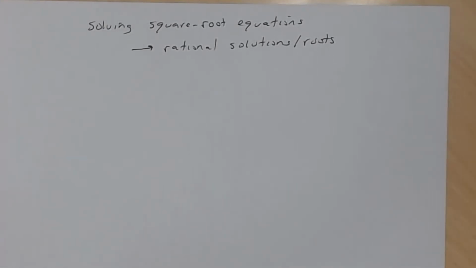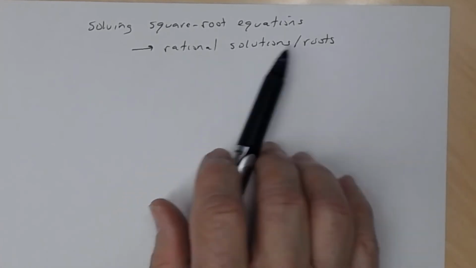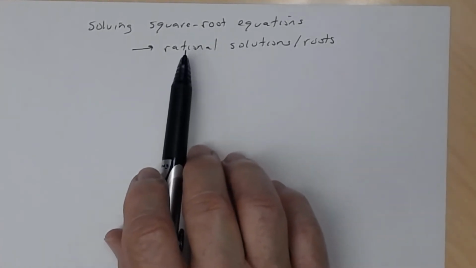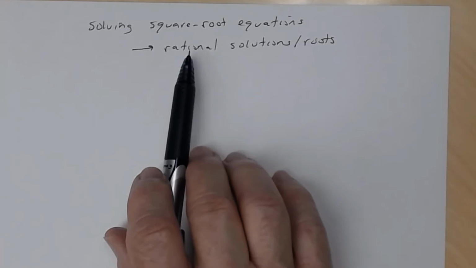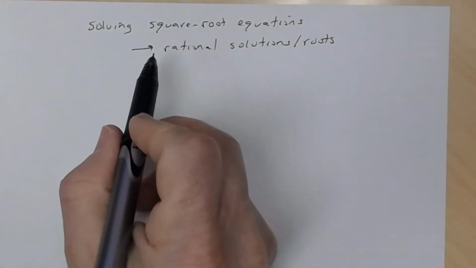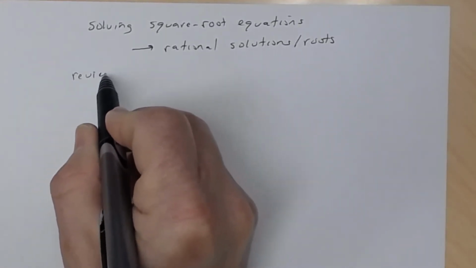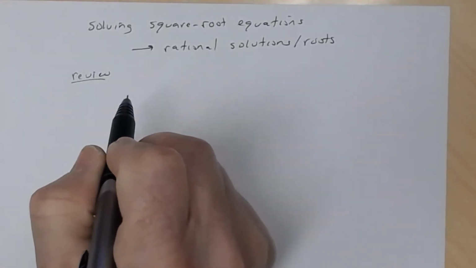Okay, so this lesson focuses on solving square root equations in which the solutions or the roots are rational. So we're going to be dealing with just rational solutions in this case. And before we get started on solving square root equations, let's review an idea that's going to be needed for this.